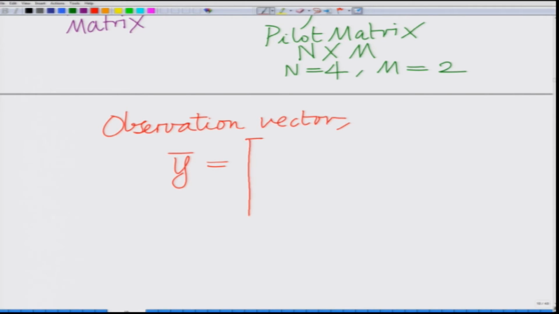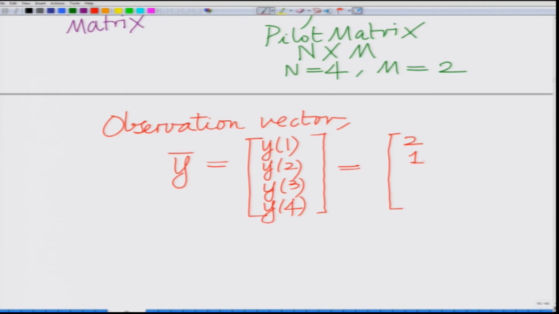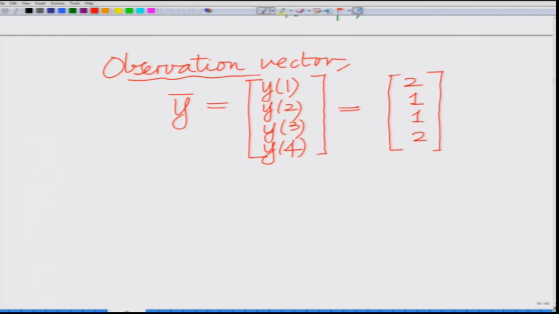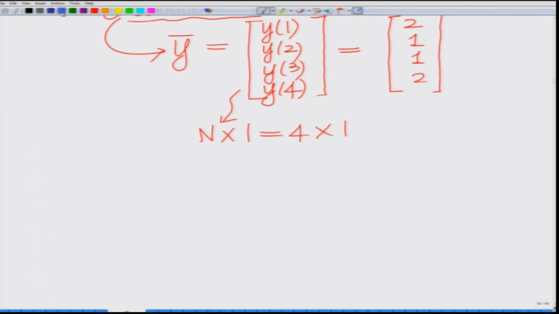Next we form the observation vector y bar equals y1, y2, y3, y4, which is basically 2 1 1 2. And now recall, this is your observation vector. The observation vector y bar is n cross 1, which is a 4 cross 1 observation vector. Now recall the MMSE estimate, or to be more precise, the LMMSE estimate.